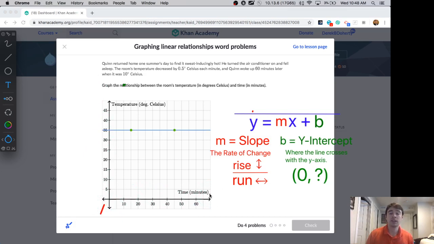So again, it's key to understand what's going on here. Quinn turns on an air conditioner, falls asleep, so we're going to see a graph that should ultimately move down. We should see a negative slope to our graph here as Quinn's house cools while he's napping with the AC on.